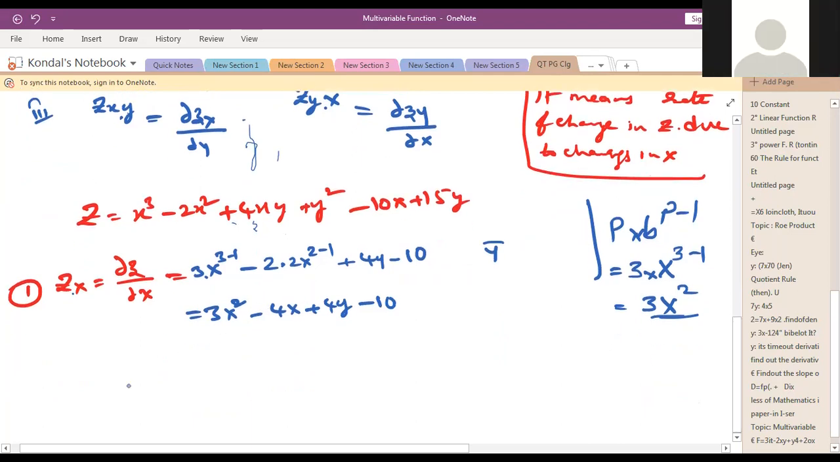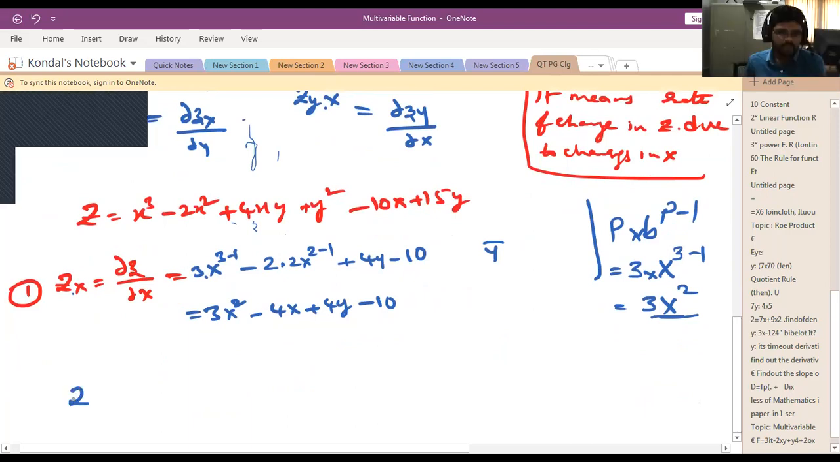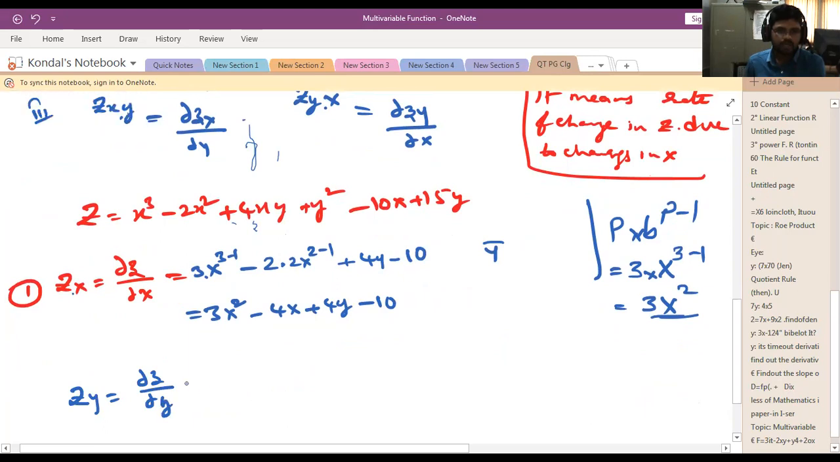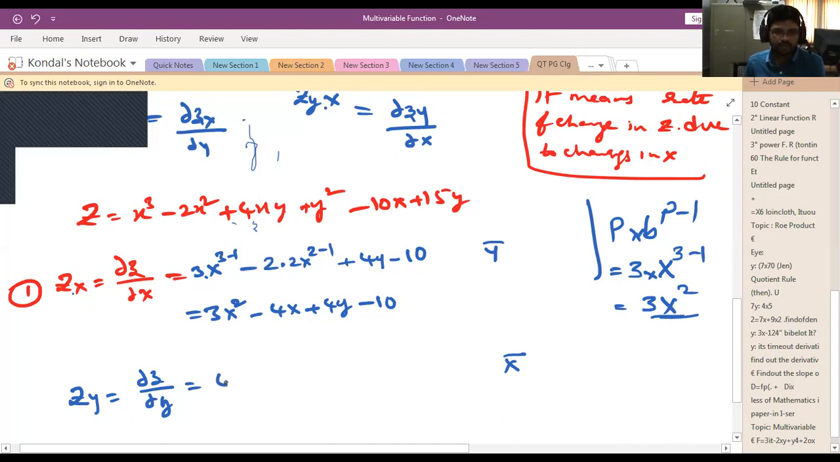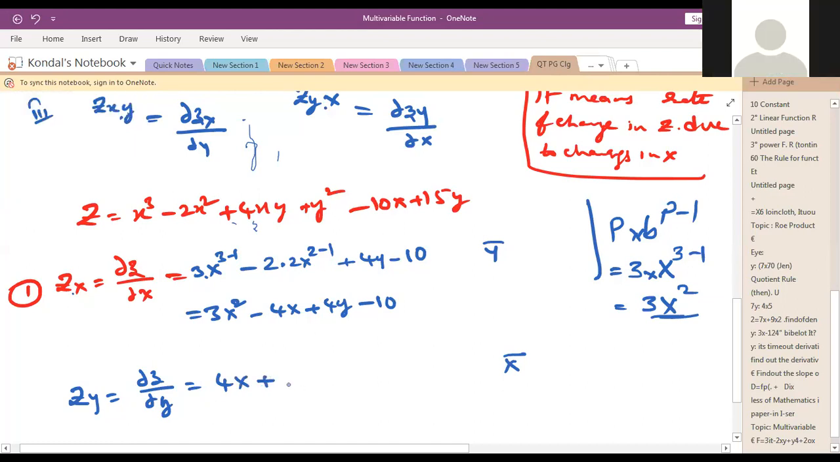Yes, sir. Then z with respect to y, that is dou z by dou y, right? So when x is constant, we cannot take the 4x to consider. So here we can take 4 into x into y, so we will take 4x. Then plus, here y square is there, so what we can take? 2 into y, 2 into minus 1.